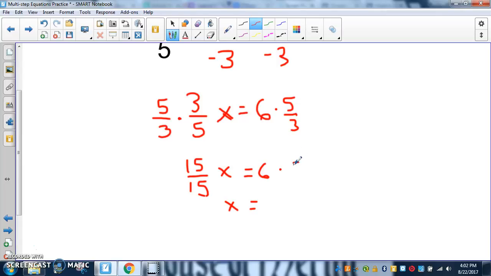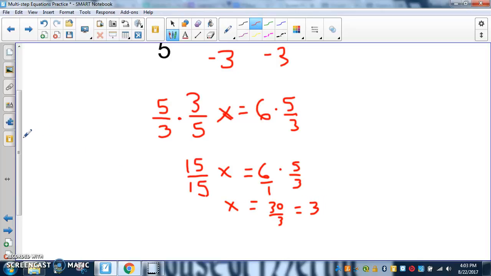How do you multiply a whole number by a fraction? Think of this as 6 over 1. And again, multiply straight across. That's how we multiply fractions. Never, ever, ever cross multiply. When you do this, you get 6 times 5 is 30. 1 times 3 is 3. 30 over 3 is indeed 3.